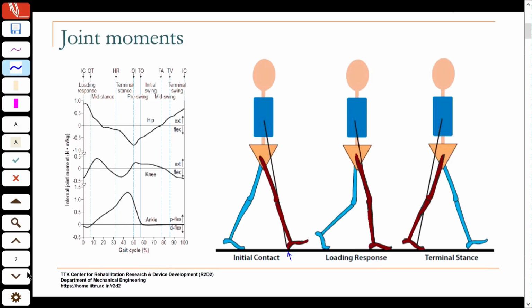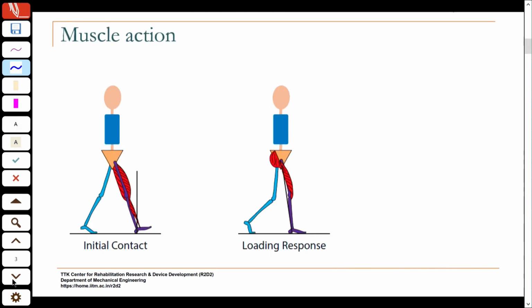Now, in most cases during gait, you will find that the moments are produced by eccentric action of the muscles. Only in some cases do you have concentric action. So, let us look at, say, initial contact. Okay, what is the function?